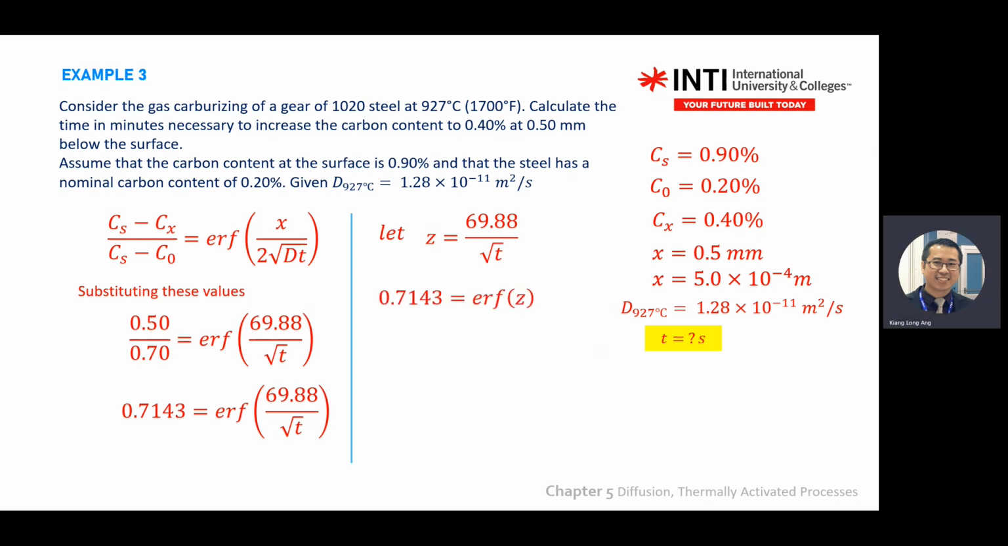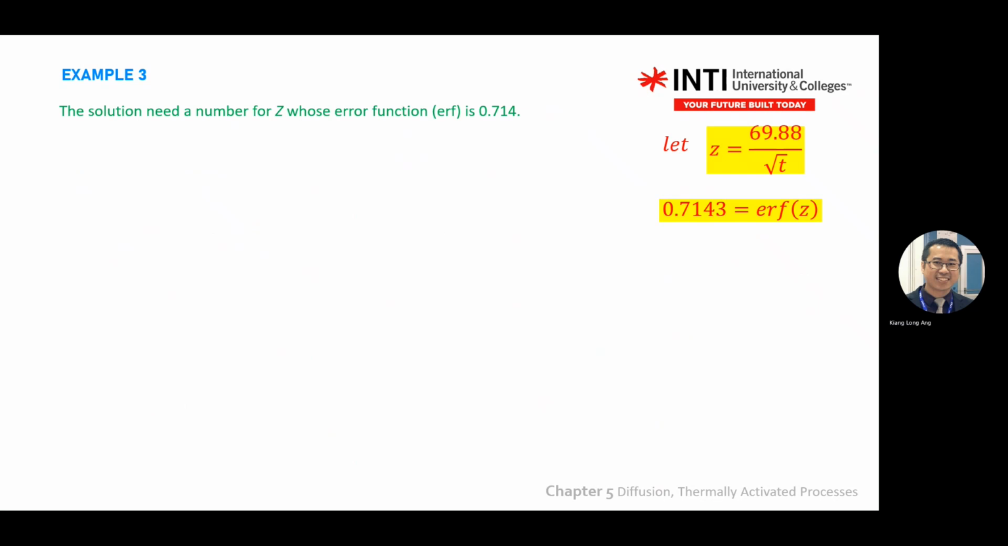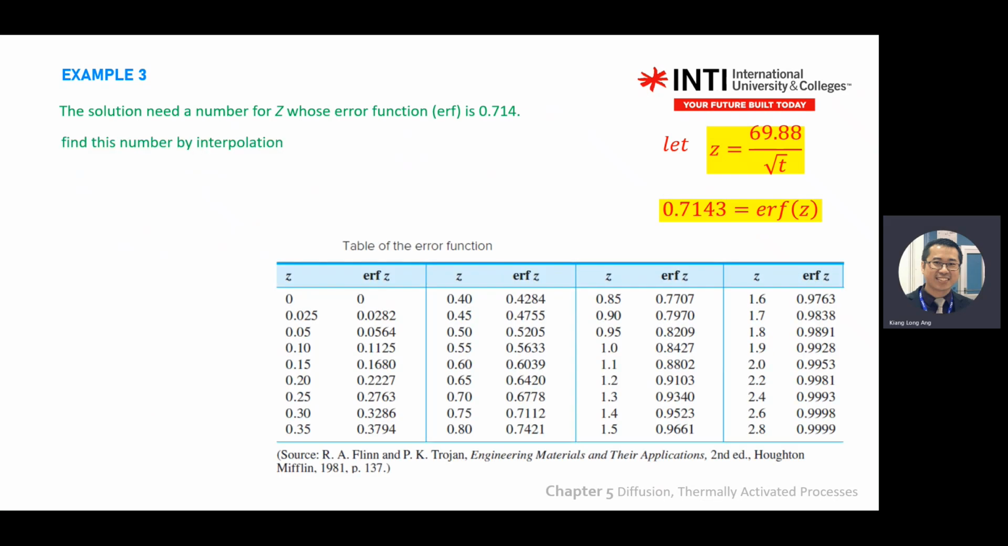So the equation changed from 0.7143 equal to ERF 69.88 over square root of T into the form that I show you on the screen. So this is what we want to find from the table, and you start to do interpolation. How? I'll show you the table.